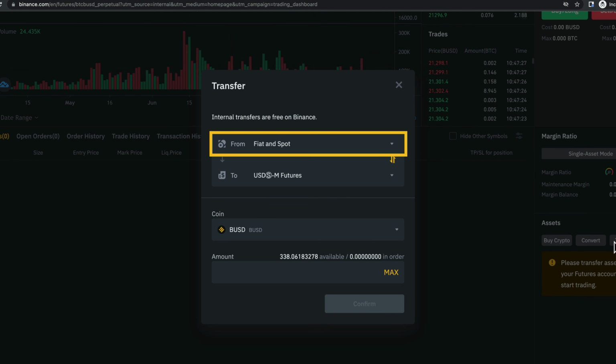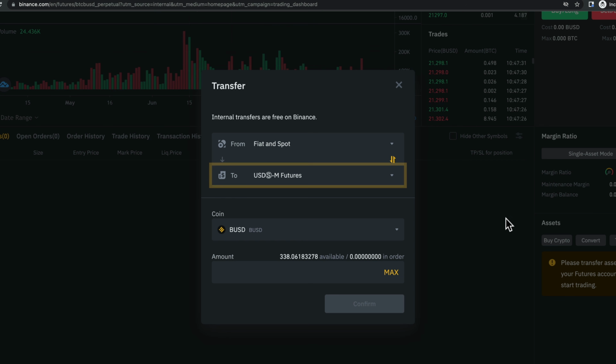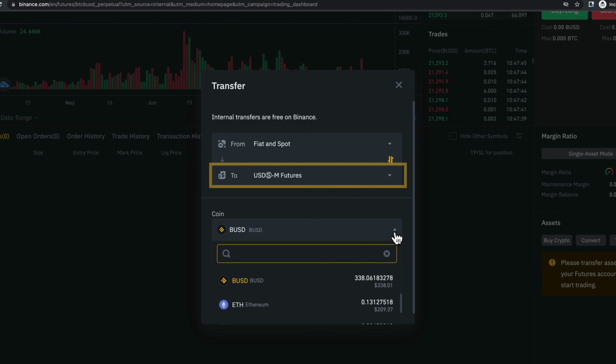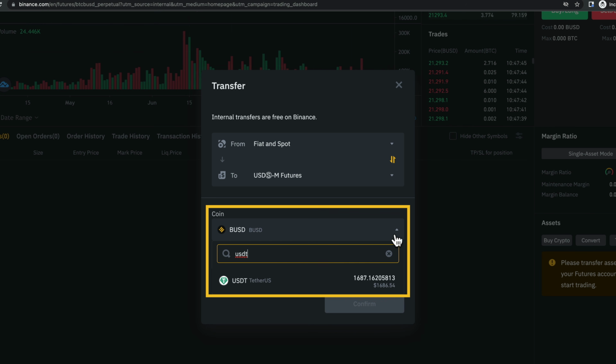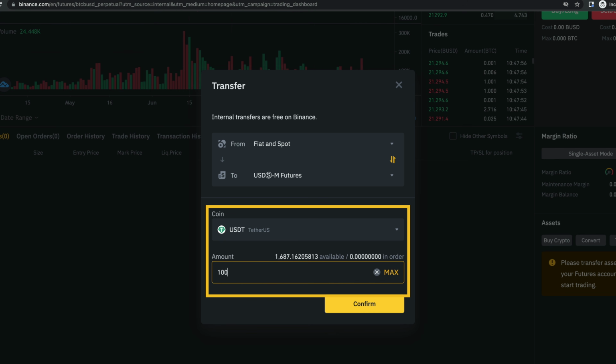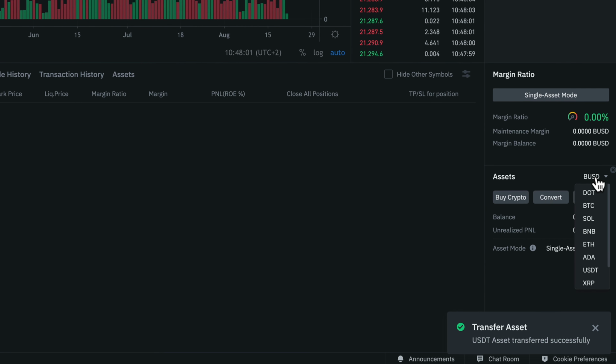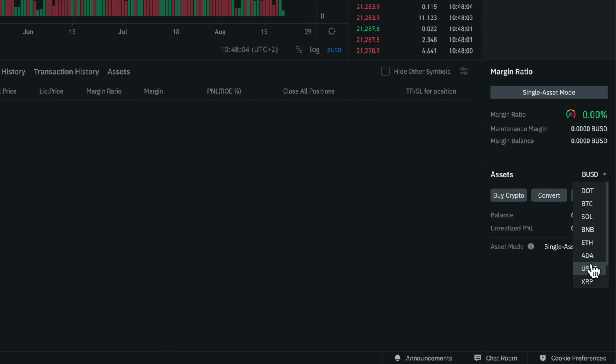Here we can choose where we want to transfer from. I'm going to choose my fiat and spot wallet. And I'm going to transfer to my USD-SM futures wallet because I want to use US dollar stablecoins to trade. Here, as you can see, I have some US dollar Tether that I can transfer. So I'm going to choose USDT here. And I'm going to simply transfer over 100 USDT, which is equivalent to 100 US dollars. And now when I switch the assets window to show USDT, I can see that I have 100 USDT that I can now use and trade with.